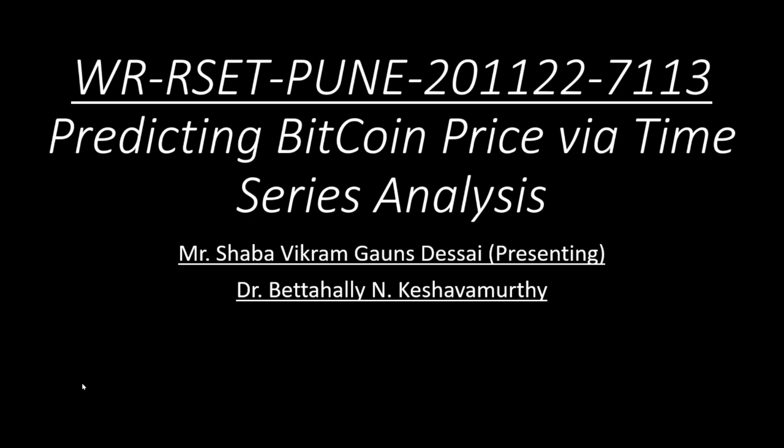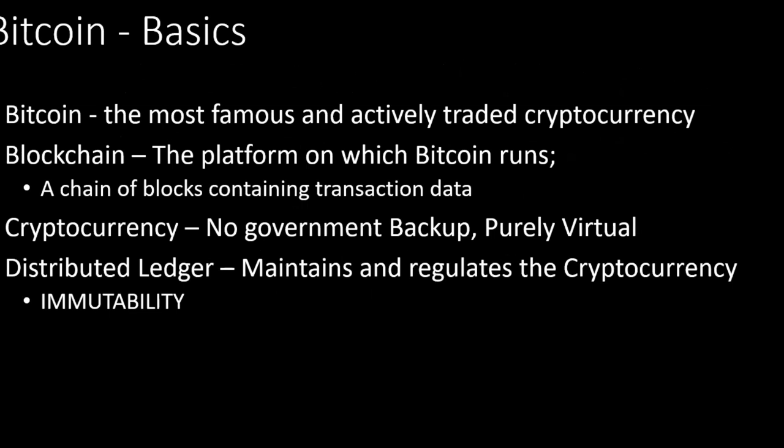This cryptocurrency works on a platform called the blockchain, which is a chain of blocks containing transaction data. So any currency is used for transactions, and as these transactions happen, the Bitcoin blockchain records them. Why cryptocurrency? Because no government is providing any traditional currency. It purely exists in the virtual, online world. How it works? It's based on something called a distributed ledger, which maintains and regulates the cryptocurrency, which makes this whole thing work with immutability. That means once you have finalized the distributed ledger, it cannot change.